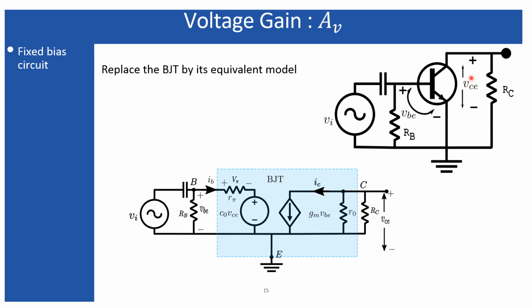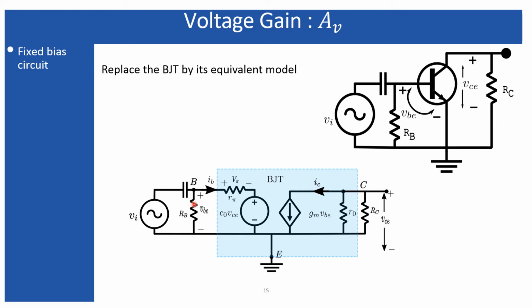So here the RC resistor is connected between the collector and the ground, and the ground is itself connected to the emitter. So emitter is connected with the ground, and RC is connected from the collector to emitter, which means it is also connected with the ground. And this RB is connected between the base to emitter.